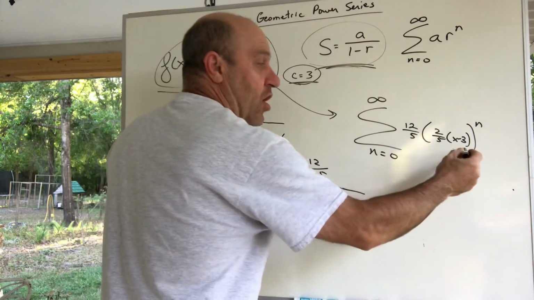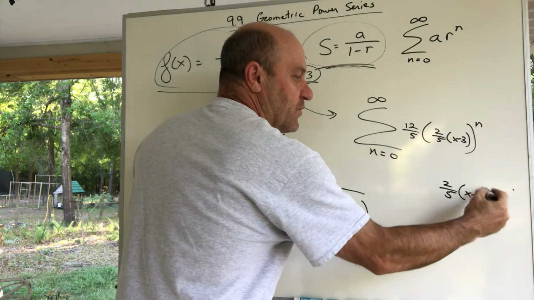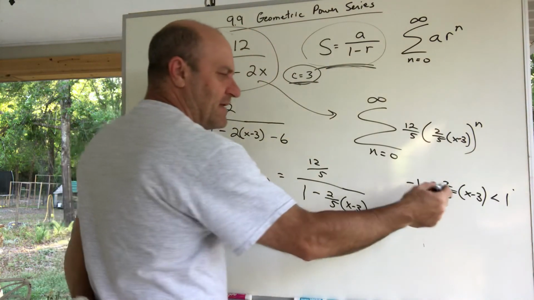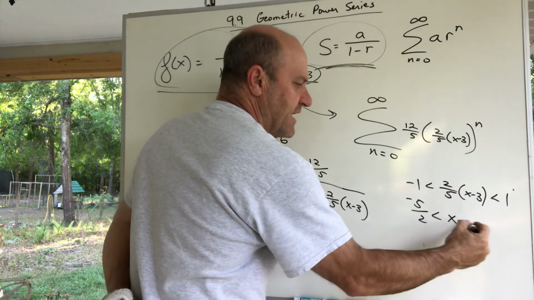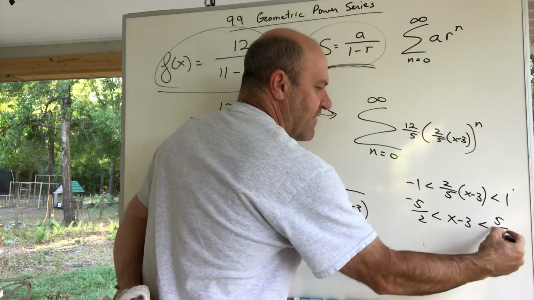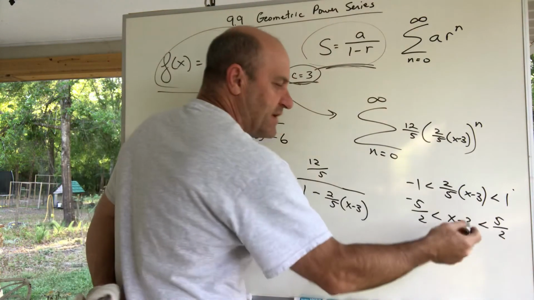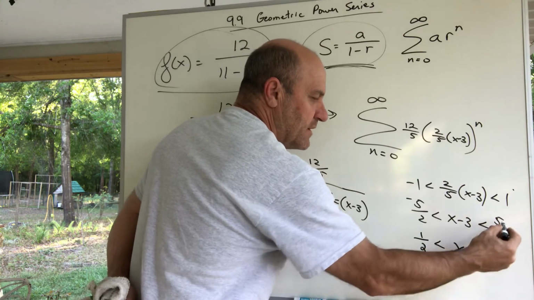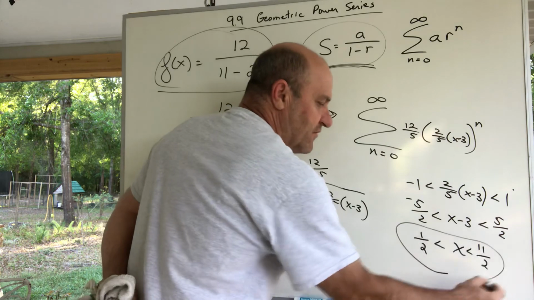It's when this r is between 1 and -1. Let's see, what will I do? Multiply by 5 halves. Negative 5 halves is less than x minus 3 is less than 5 halves. I multiplied by 5 halves. Now I'm going to add 3. Add 3 is like adding 6 halves. So that'll be 1 half. That'll be 11 halves. There's my interval of convergence.